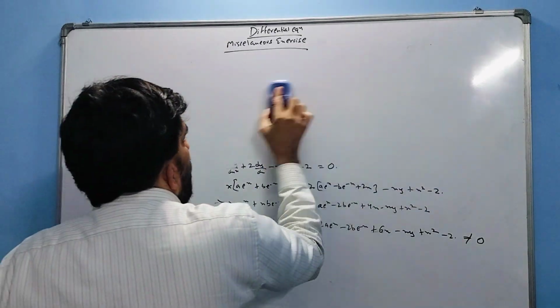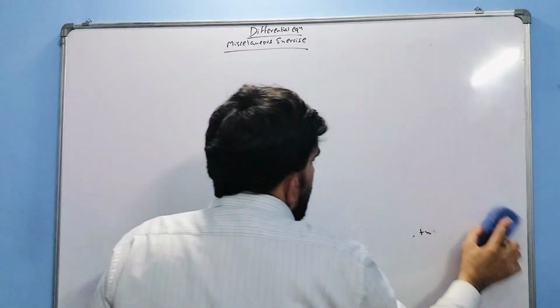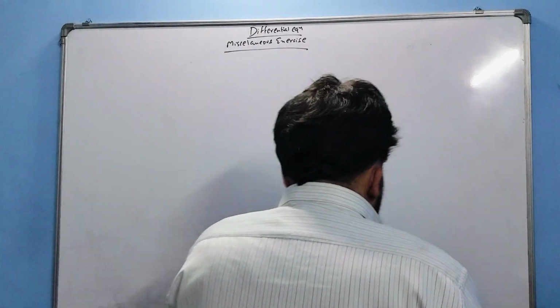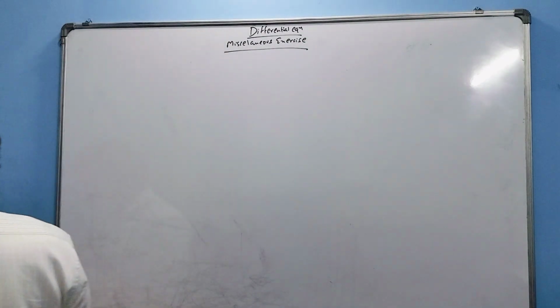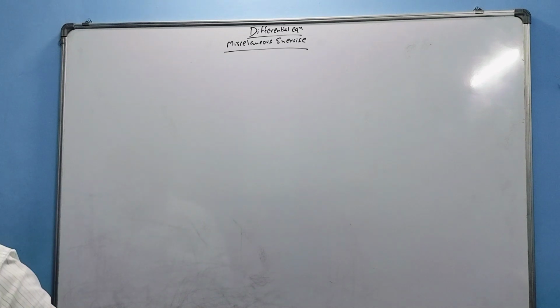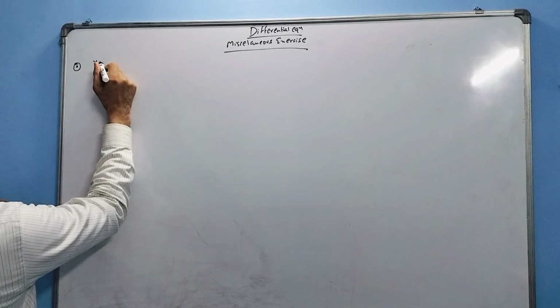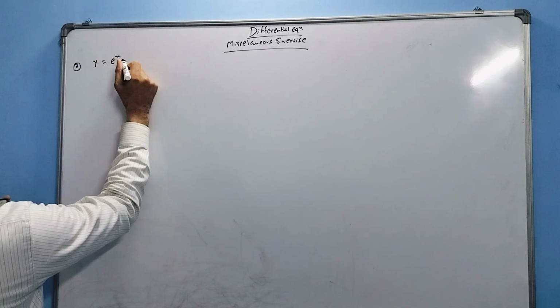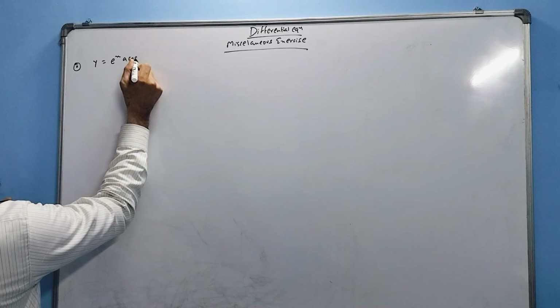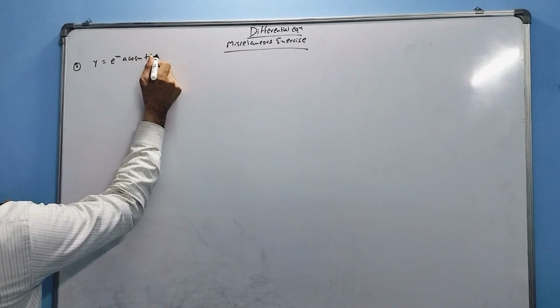So now we have the second question, second part. Let us see what they have given in this. Y is equal to e raised to power x (a cos x plus b sin x).